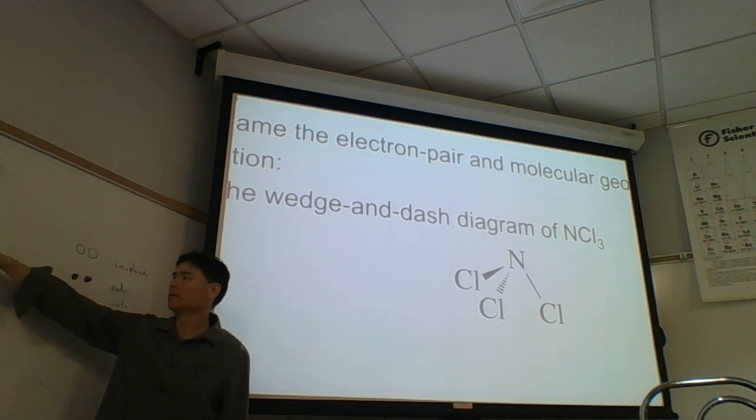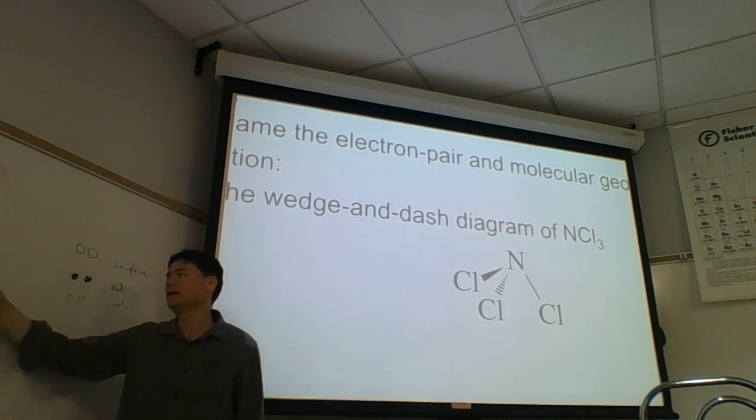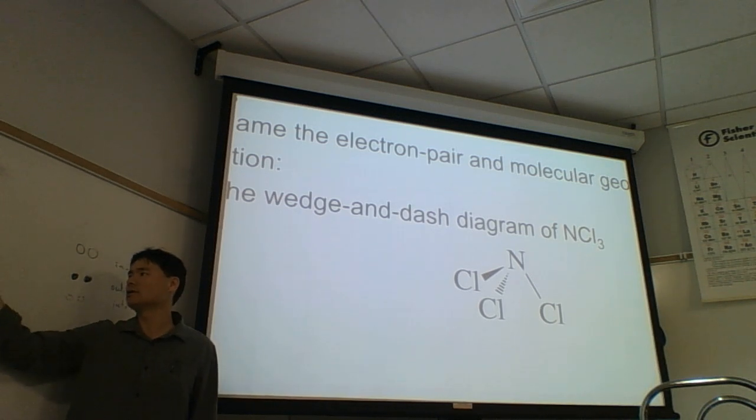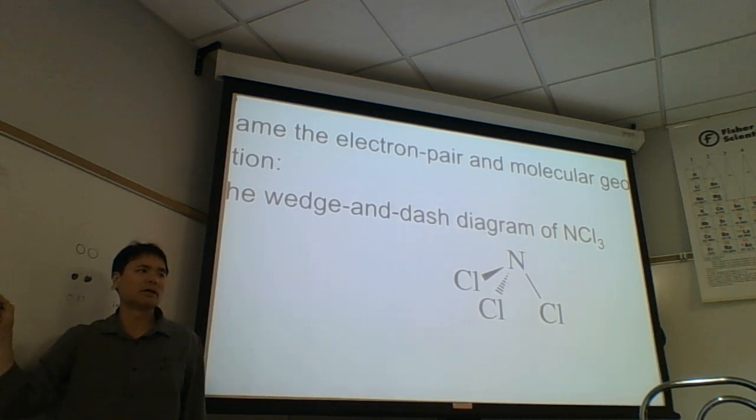And so that would be applicable here. This lone pair is in the plane. This bond is in the plane. This wedge is sticking out. This dash is sticking in. Now, the lone pairs on the chlorine we would just ignore, otherwise it's too much.